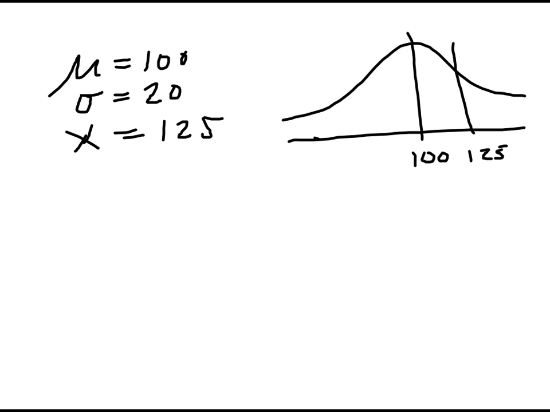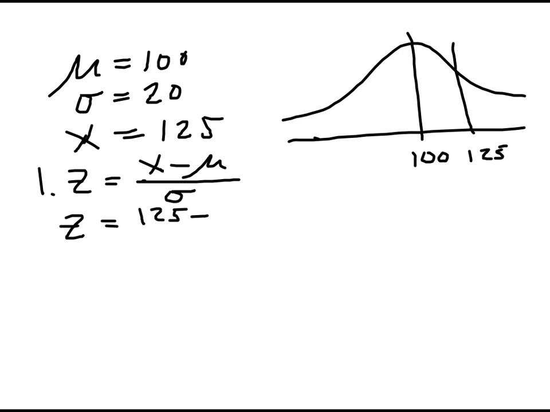So let's first plug our numbers into the formula. Remember, the formula is z equals x minus mu over the standard deviation. So z equals 125 minus 100 over 20, which gives us a z-score of 1.25. So the next thing we need to do is figure out the associated probability for a z-score of 1.25.